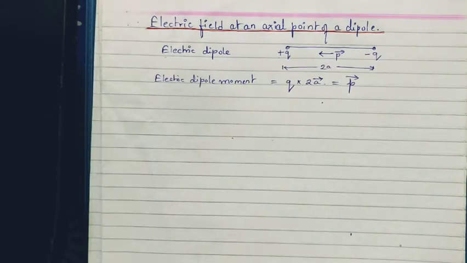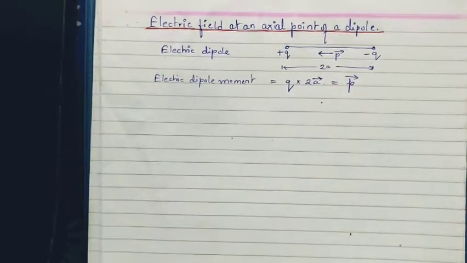We also saw the physical significance of a dipole. In today's class we are going to see the electric field at an axial point of the dipole. So this is your first derivation. Let us draw the diagram for this derivation now.